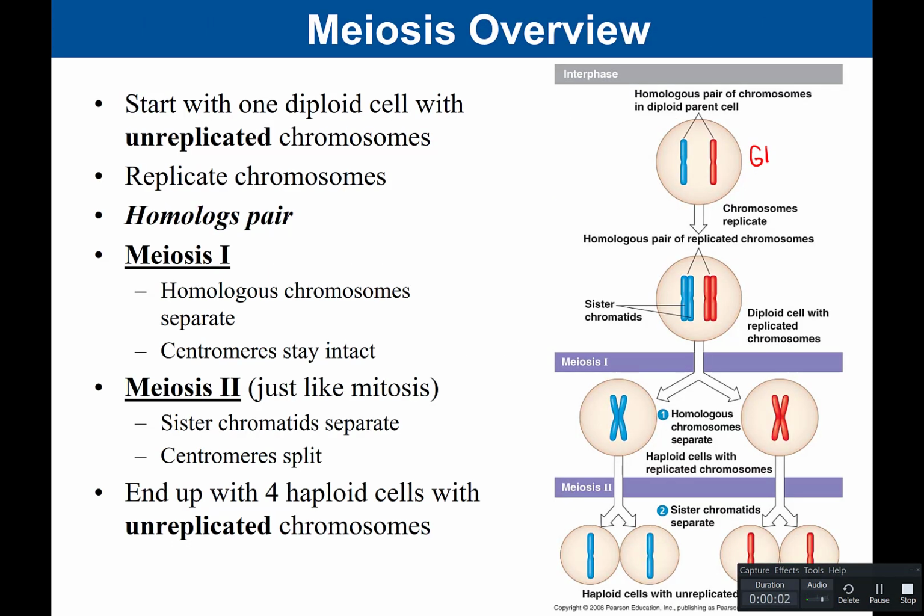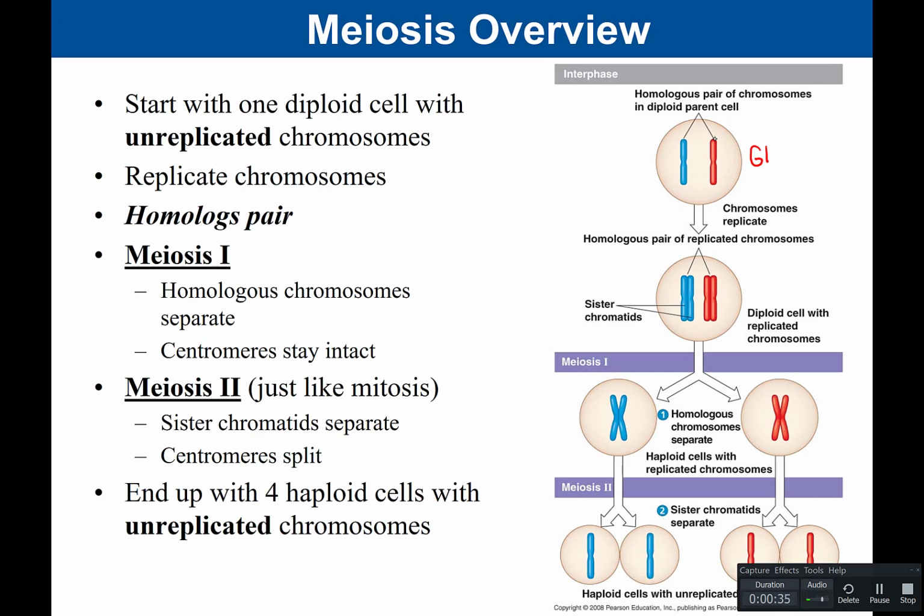So we're going to look at an overview of meiosis. Meiosis is going to start with one diploid cell with unreplicated chromosomes. Again, diploid, di means 2. They have their homologous pair. So if we look at the top cell, this would be a cell in G1. We have our homologous pair, the one from dad and the one from mom. They are unreplicated at this point. At this point, every chromosome is one DNA molecule.